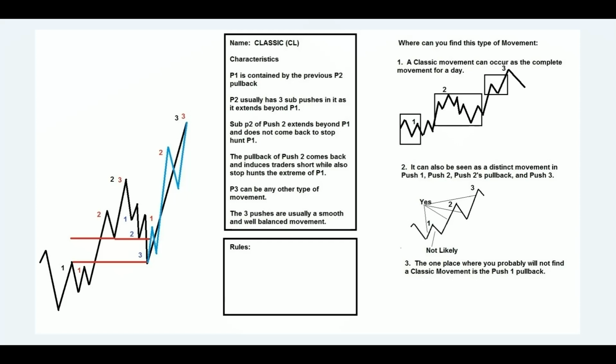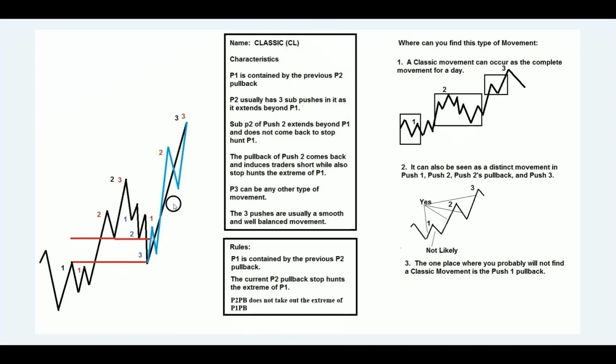So what are the rules? P1 is contained by the previous two pullback. P1 can't take out the previous two pullback. The current P2 has to stop hunt the extreme of P1. This. It has to come back and stop hunt this. It can be a little bit above it. It can be in the middle of it. But it can't come down here. Okay, so I just said that. So those are the rules.